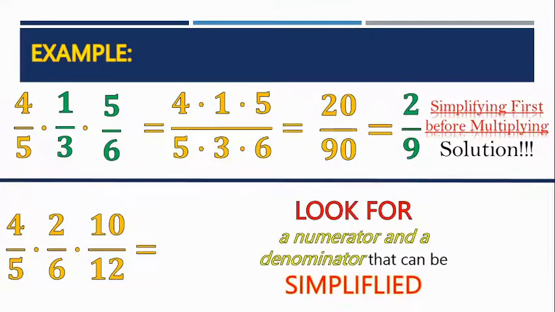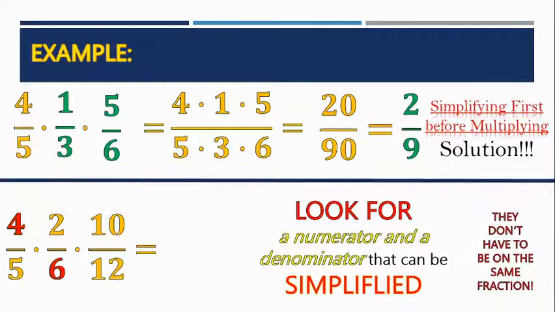Okay, again, first step is to look for a numerator and the denominator that can be simplified. Take note that they don't have to be on the same fraction. Again and again, they don't have to be on the same fraction. So let's identify possible pairs of numerator and denominator that could be simplified.